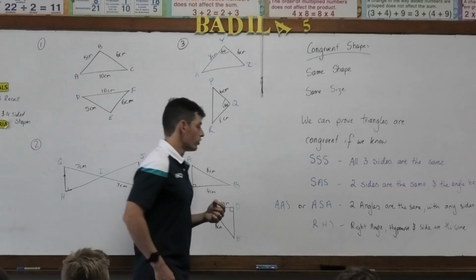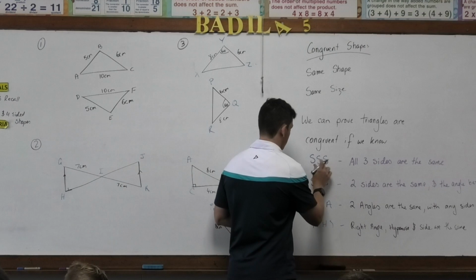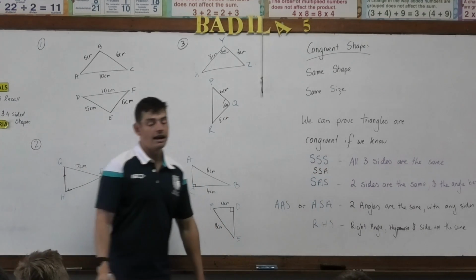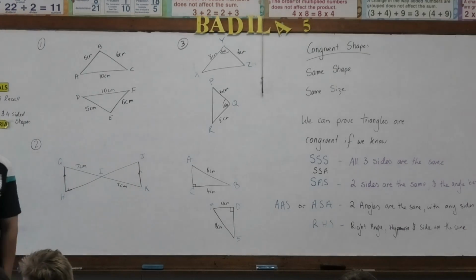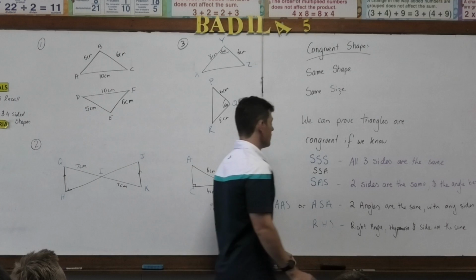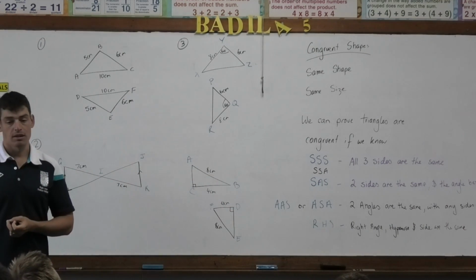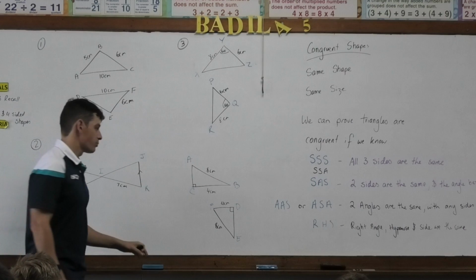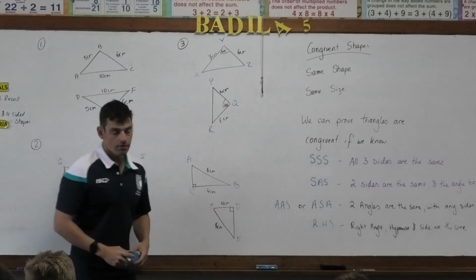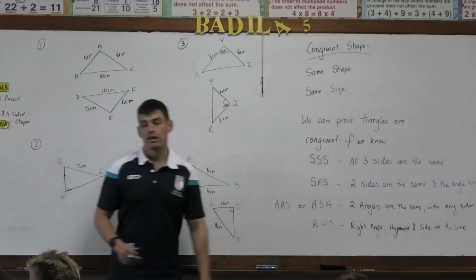Now, I'm going to write it this way for tense sake: SSA. We can't have that. I can't write it that way. I can't prove it like that because the angle needs to be between the 2 known sides. Does that make sense? I'll explain why a little bit later on, but I just want to get the idea that that is not okay. We must have SAS. The angle must be between.